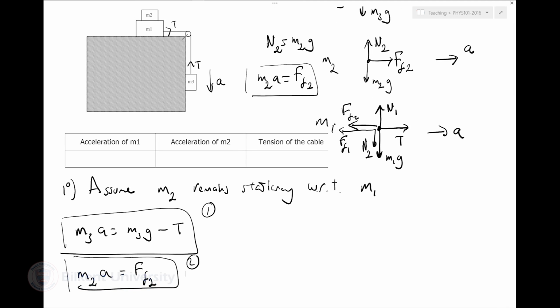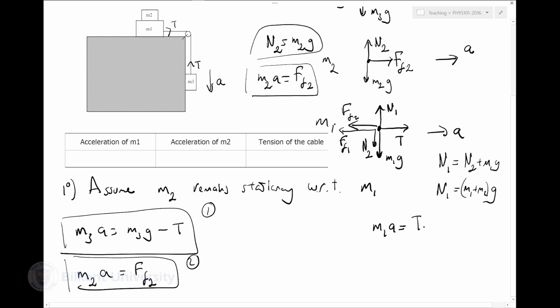How about for the third mass? Well, we called it M1. Here I have N1 is equal to N2 plus M1G, or N1 is equal to, because N2 is M2G, M1 plus M2 times G. And here, how about in the horizontal direction? M1A is T minus F friction 1 minus F friction 2.